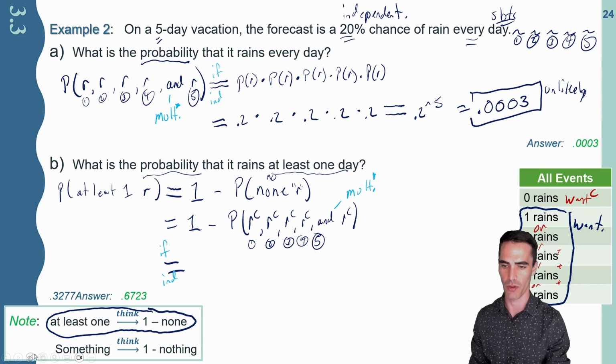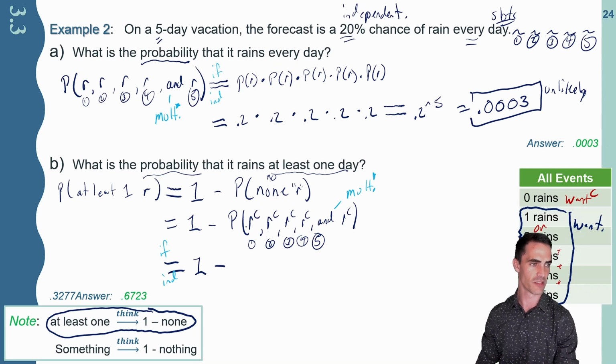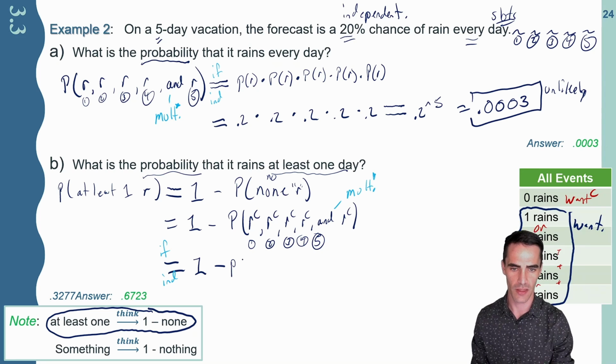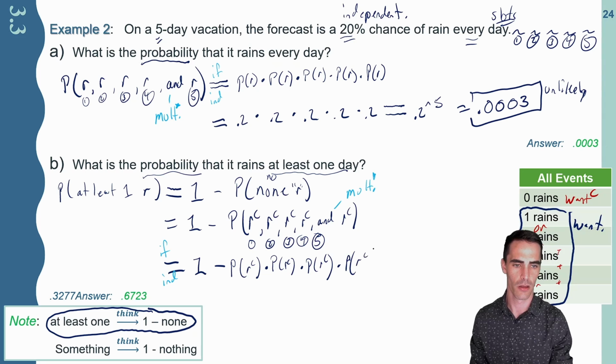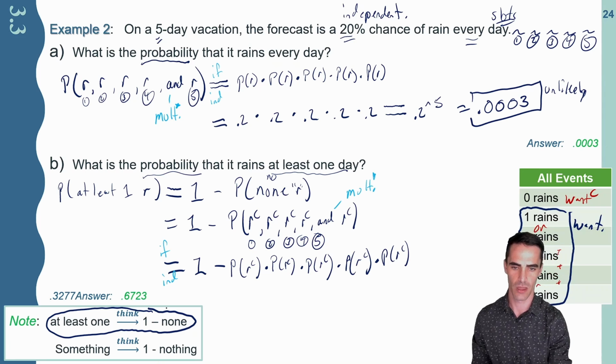If independent, I can break up that probability. This 1 is just chilling. We're not messing with it yet, but we are going to mess with the probability that it doesn't rain. Because they're independent, I can look at them individually in their own right. That should be the probability that it doesn't rain on the first day times the probability it doesn't rain on the second day times the probability it doesn't rain on the third day times the probability it doesn't rain on the fourth day, and lastly times the probability it doesn't rain on the fifth day. All these things are being multiplied together. The 1 is still just chilling, but I can certainly write my probability here.